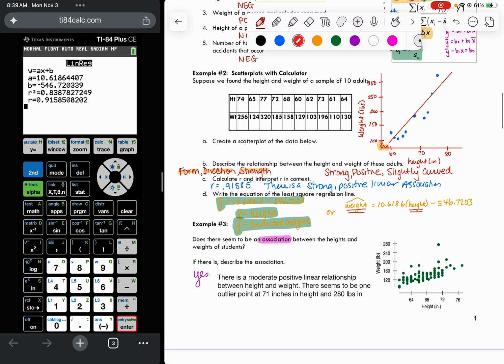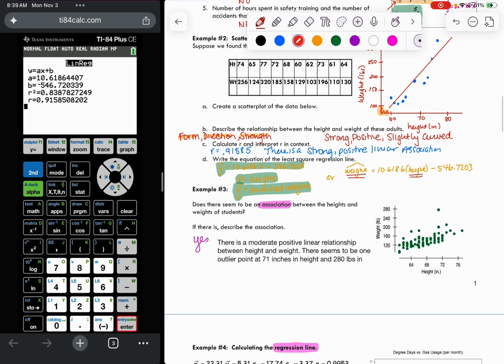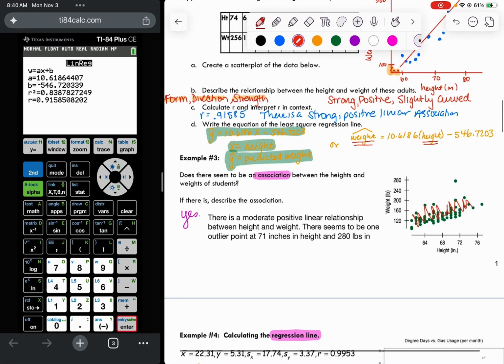For number 3, again, notice here it says, does there seem to be an association? So yeah, it definitely does seem to be an association, but notice there's a bit of scatter as you go up. So when I'm looking here, there are two things I want to mention. Okay, there is a moderate positive linear relationship between height and weight. So I see form, direction, strength.